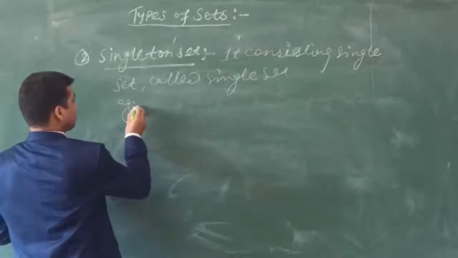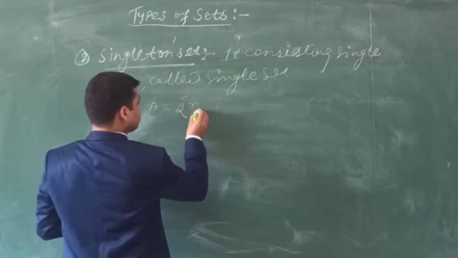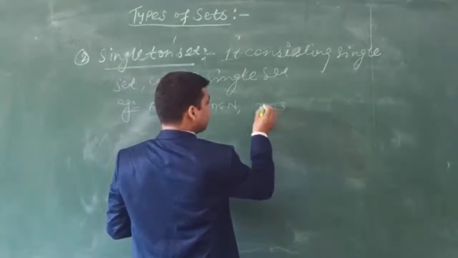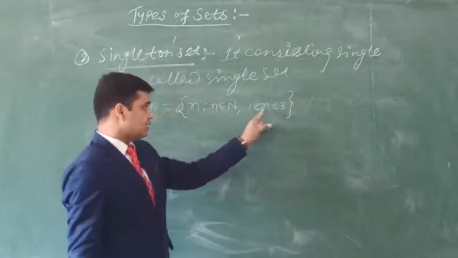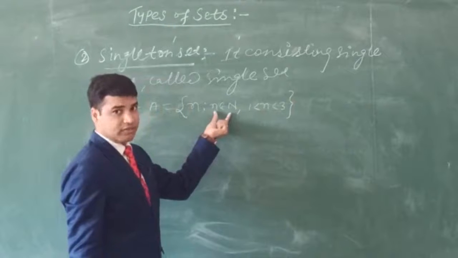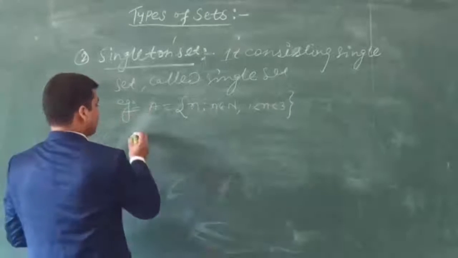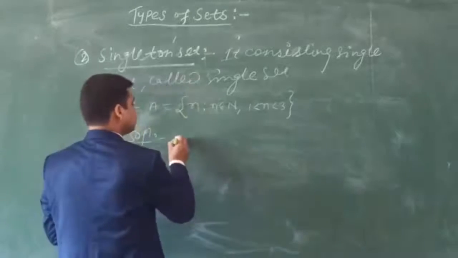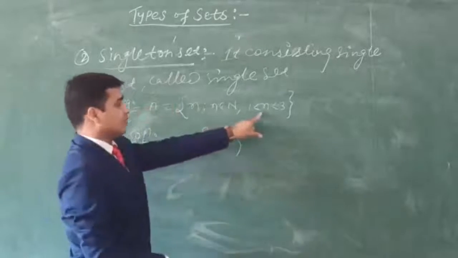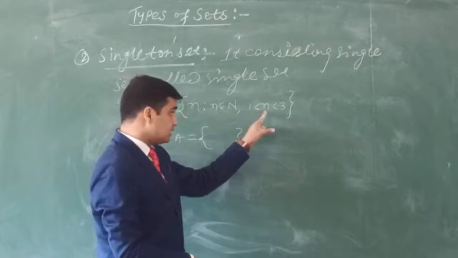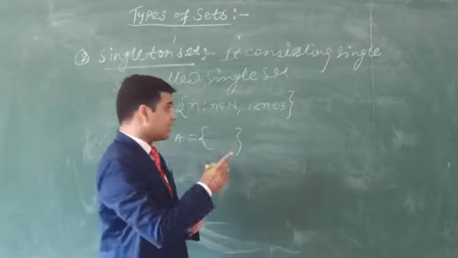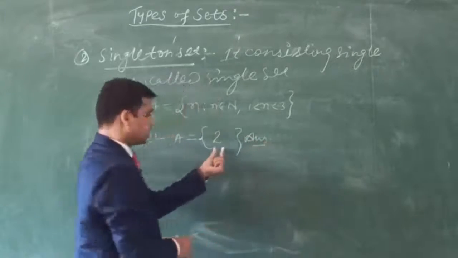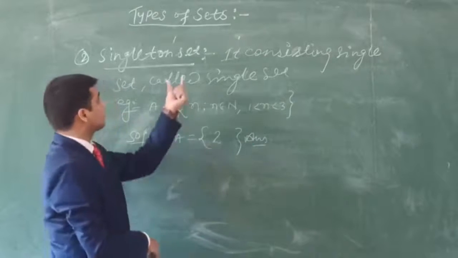See this, for example, set A I am taking. Here n such that n belongs to natural number, and n lies between 1 to 3. n belongs to natural number, means it is starting from 1, and this n lies between 1 to 3. So what is the solution of this? It's very simple. This is given in property method, or you can say set builder form. We need to convert it into roster form. Tell me a natural number which lies between 1 and 3. So 2 is a natural number which lies between 1 and 3. So here the answer is 2. This is our answer. This consists of only one element. That's why it is called a singleton set.